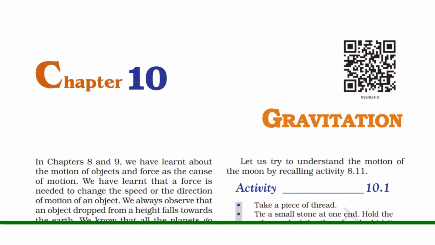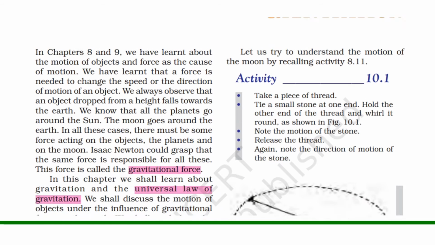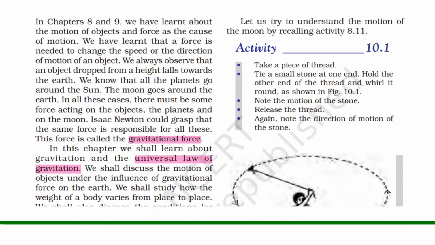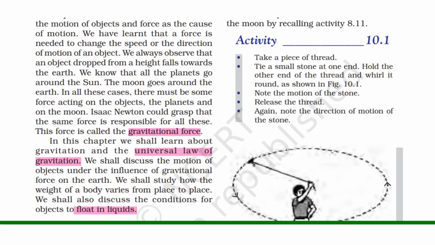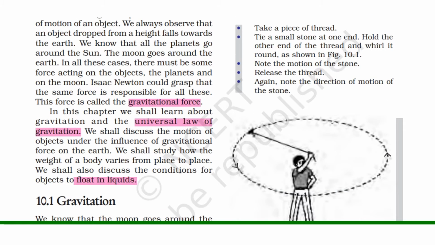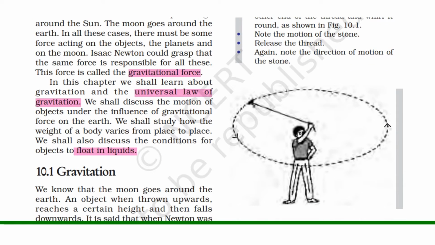Let us try to understand the motion of the moon by recalling activity 8.11. Activity 10.1. Take a piece of thread. Tie a small stone at one end and hold the other end of the thread and whirl it around, as shown in figure 10.1. Note the motion of the stone. Release the thread. Again, note the direction of motion of the stone.